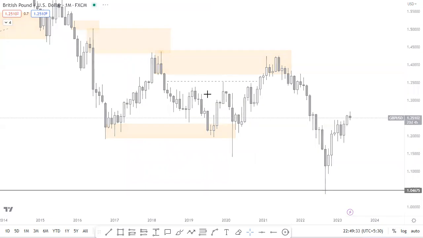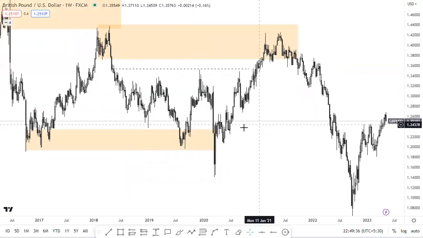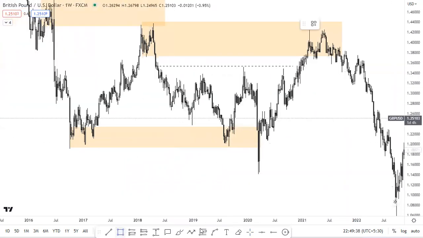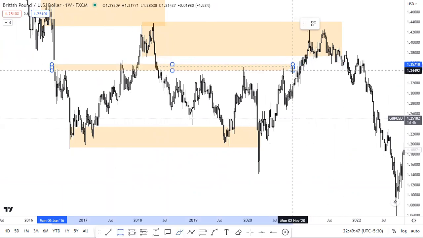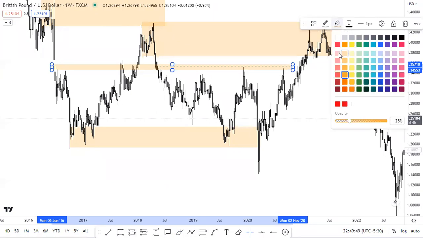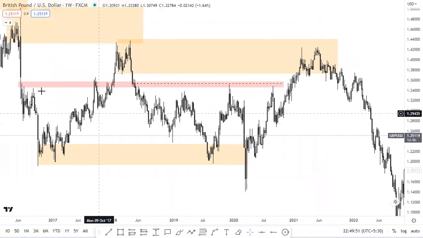Let me switch to weekly. If we switch it to weekly, look at this. How many taps happen in these areas? So it's a perfect liquidity level. Why am I saying this is a liquidity level? Look at here. SNR. Perfect SNR level, right?